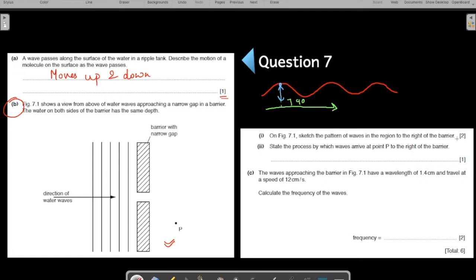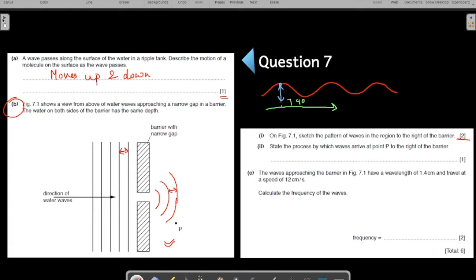It is a 2 mark question, that means the examiner is looking for 2 valid things. Show some diffraction and make sure that the wavelength in your answer stays the same. Diffraction. And the wavelength is staying the same. How do you depict it? Spacing between the consecutive wavefronts. This spacing should stay precisely the same.